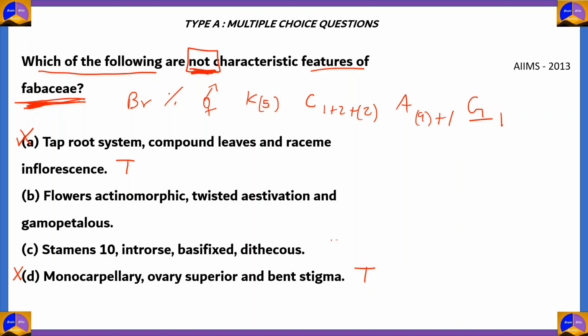So that goes on to say that this option C is also a true statement, which makes it incorrect. The right answer is option B, which is false. The flowers of the Fabaceae family are zygomorphic, and the arrangement of the petals shows you that it's a vexillary aestivation and not twisted aestivation. And it is not gamopetalous.